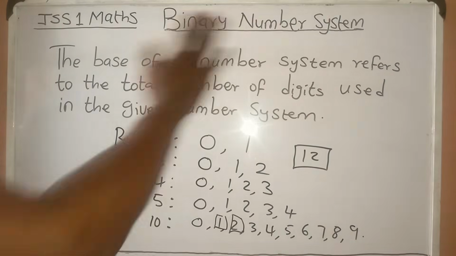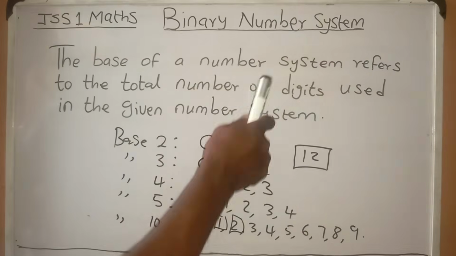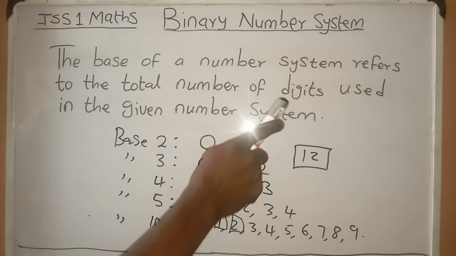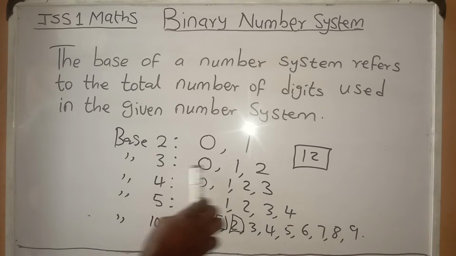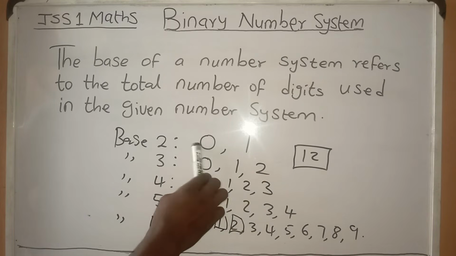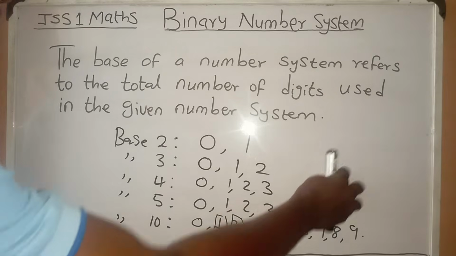So let's get started with another outline. Hope you understand what the definition is about: that the base of a number system refers to the total number of digits used in the given number system. You can see the total number of digits existing in base 3, the total number of digits existing in base 2, the total number of digits existing in base 10. And the highest digit you can find in any base is always 1 less than that base number. I hope this is quite clear.